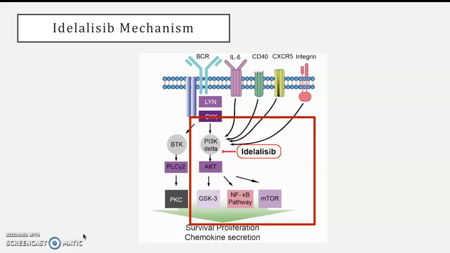So I want to talk about idelalisib for a little bit. The way it works is that it inhibits the PI3K delta, which is prominent in B lymphocytes, so that's why it's specific for follicular lymphoma. And by inhibiting PI3K delta, that's causing a deactivation of AKT and other downstream effectors in this pathway.